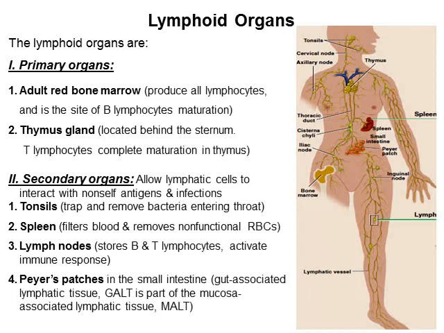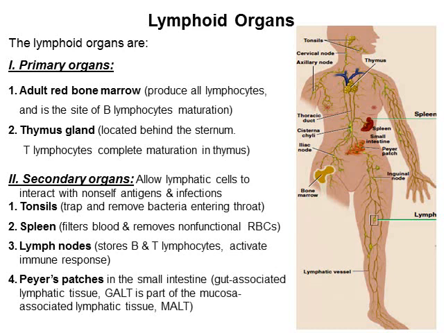Now let's know a little bit about the lymphoid organs. The lymphoid organs are classified into two groups: primary organs and secondary organs. The primary organs include the adult red bone marrow, which is responsible for producing all lymphocytes, and it's the site of B lymphocyte maturation. The second structure is the thymus.